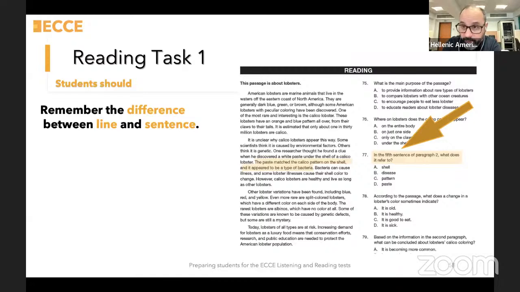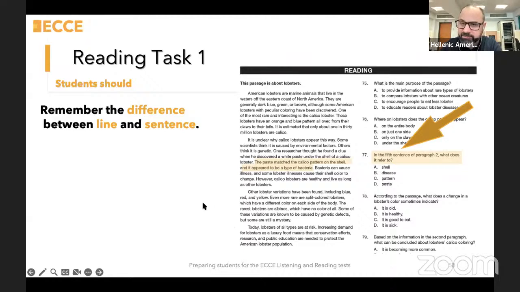It's important for the test takers to understand the difference between line and sentence, and that, of course, a sentence can extend over many lines, but a line is a line. And of course, in the actual test, they also have numbers. Every 5 or so lines, there's a number to help the test takers spot the right line much more quickly.